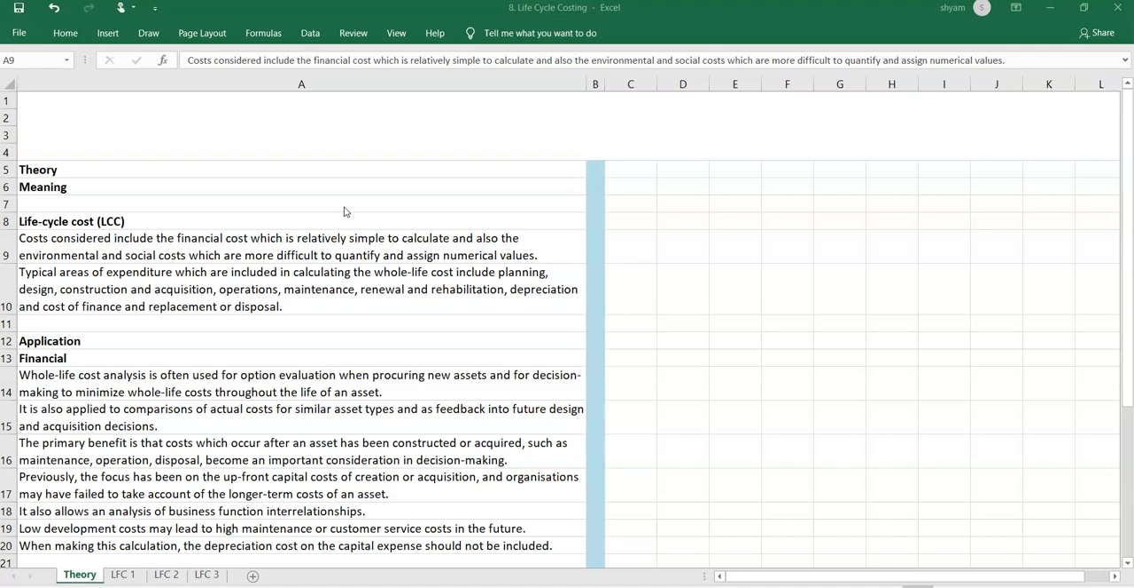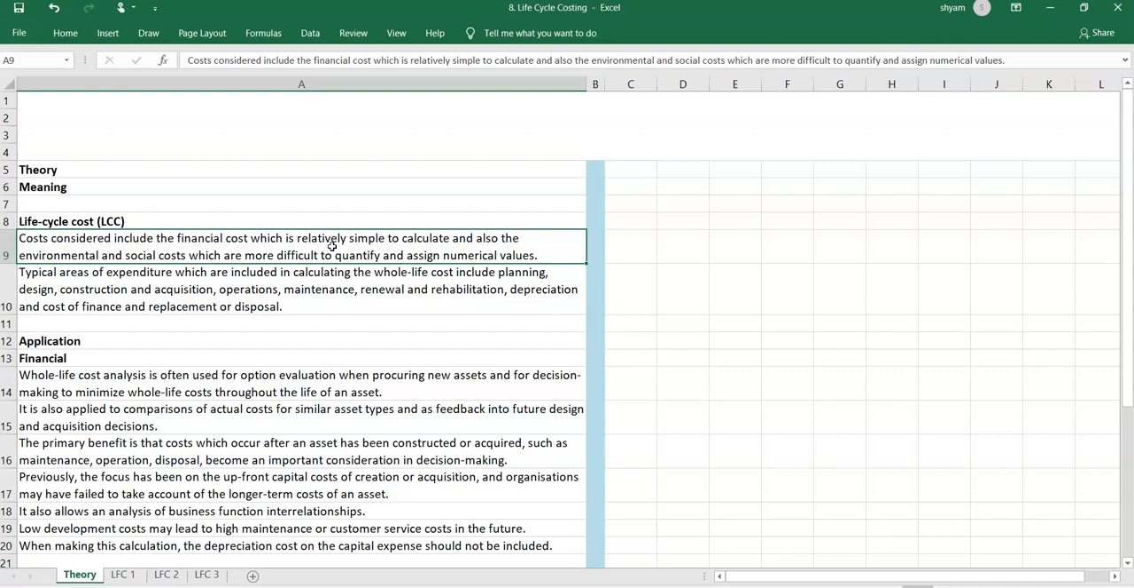So in this video, we are going to look at what is life cycle costing. Life cycle costing is not a costing method like job costing, batch costing, or process costing. These types of costings are applicable only to a particular type of companies. But life cycle costing is very general in nature. It could be applied to a variety of industries, okay?